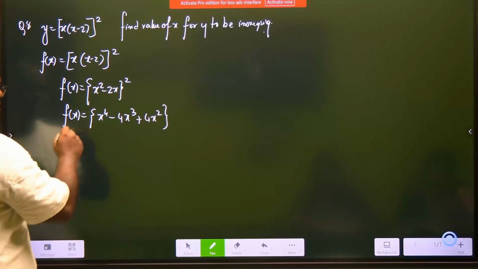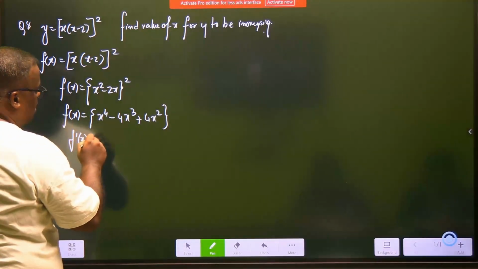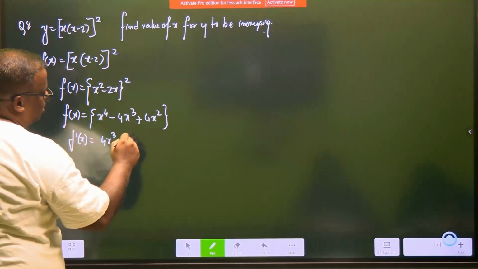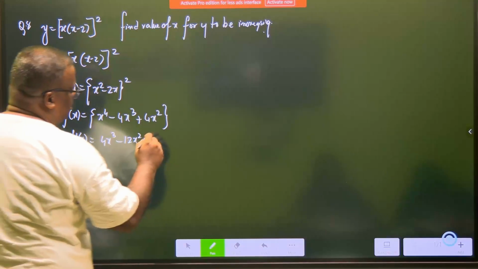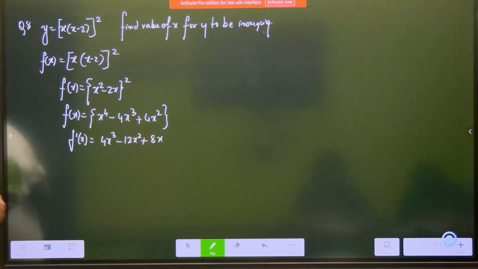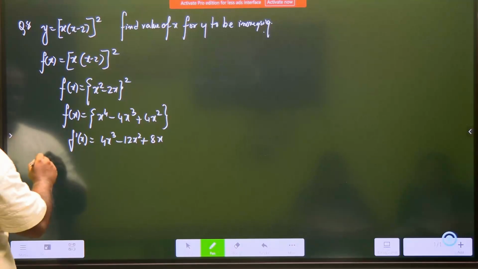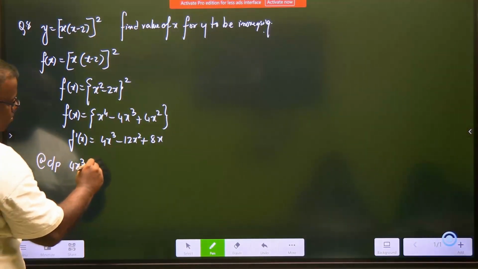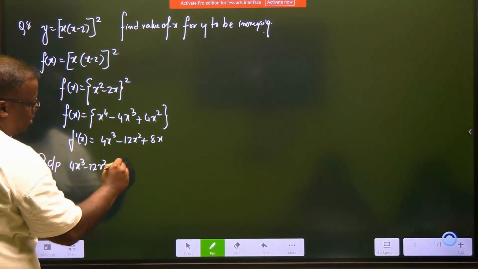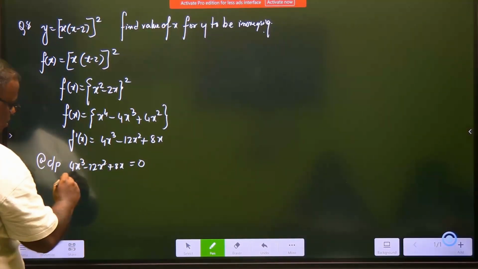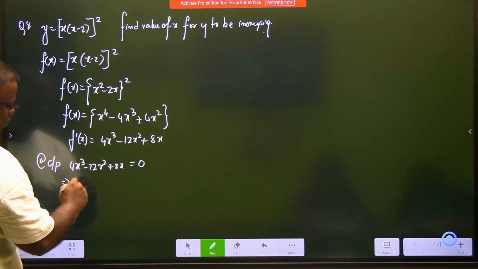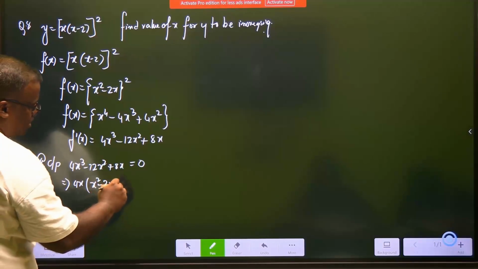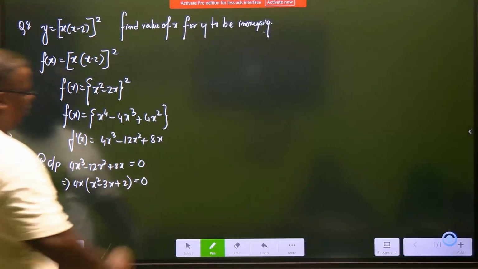So let's do f dash x. It is 4x cube minus 12x square plus 8x. Clear? Okay. At critical point, 4x cube minus 12x square plus 8x should be equal to 0. So 4x we can take common, so this becomes x square minus 3x plus 2 is equal to 0.